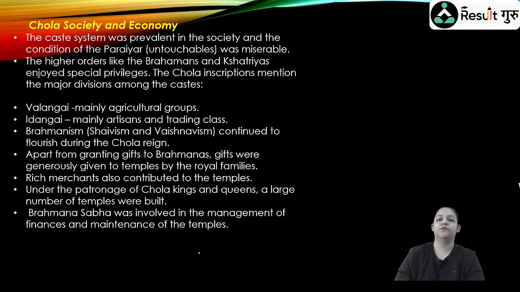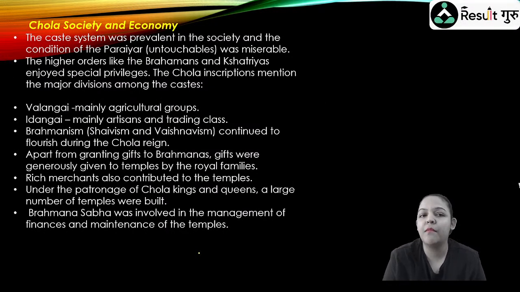Okay, let's move ahead. Let's talk about the Chola society and the economy. The caste system was very much prevalent, guys. And the condition of the Periyar, or the untouchables, was actually miserable. It was quite bad. The higher orders like the Brahmins and the Kshatriyas obviously enjoyed special status.